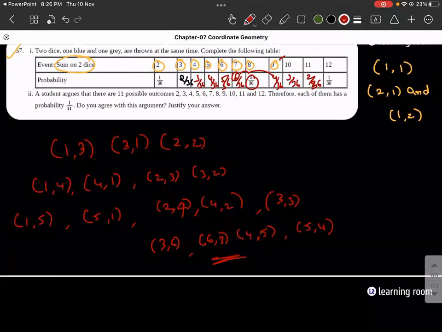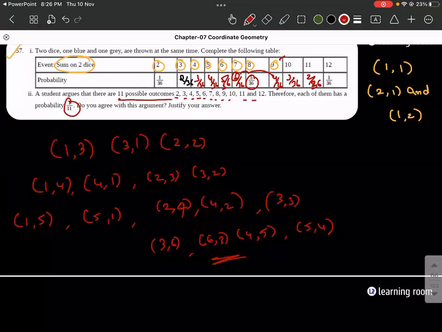A student argues that there are 11 possible outcomes: 2, 3, 4, 5, 6, 7, 8, 9, 10, 11, and 12. Therefore, each of them has a probability of 1 by 11. Do you agree with this? The answer is no, because they are not equally likely. Just note that point. You need not worry about the term. That is the answer.